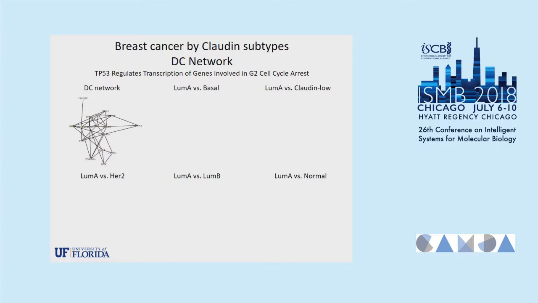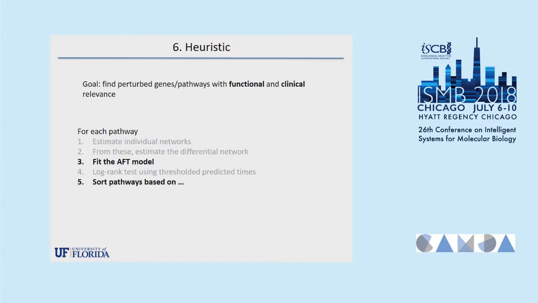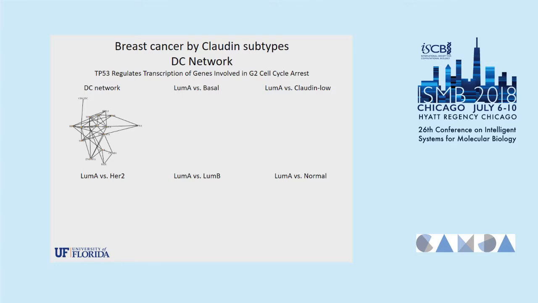Okay, so looking at the same pathway, everything was fit. Just looking at neuroblastoma, we saw that it told us something, that these results are pretty good. So we decided to look at the same pathway for breast cancer. This is the differential connectivity network for breast cancer, and we're looking at the different Claudin subtypes. So here are a few.